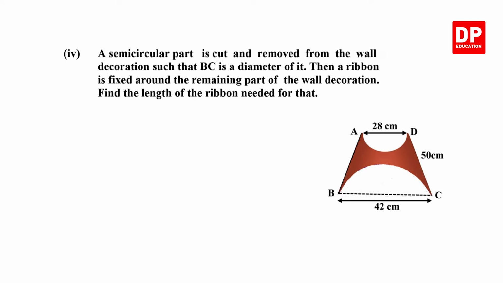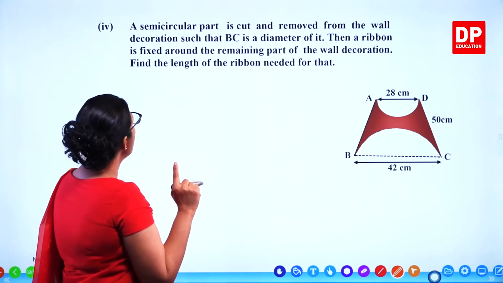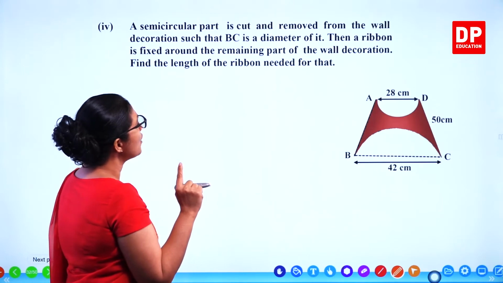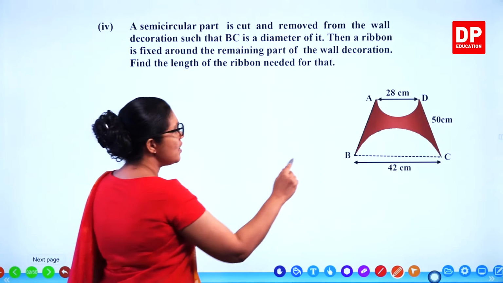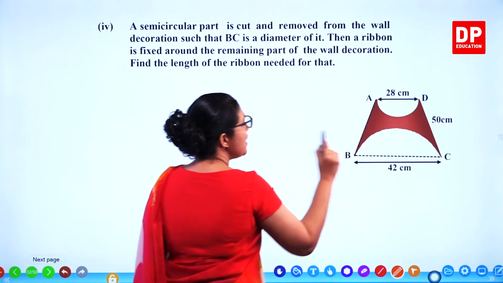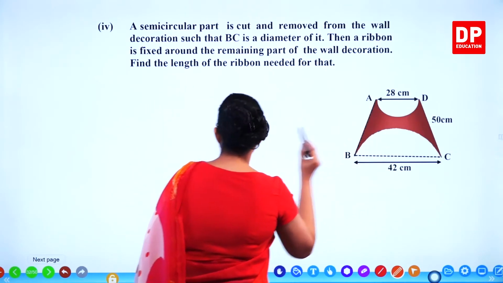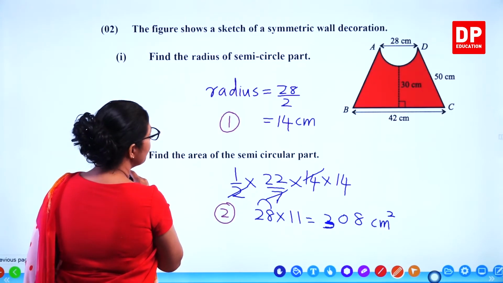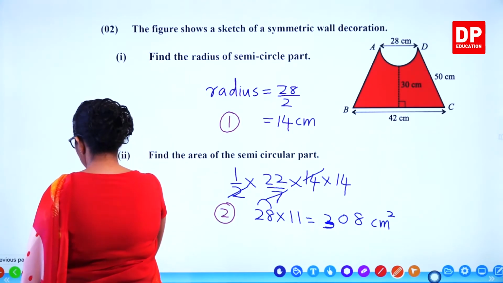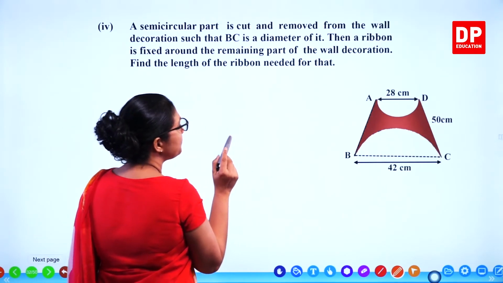A semicircular part is cut and removed from the wall decoration such that BC is the diameter. So this one. Then a ribbon is fixed around the remaining part of the wall decoration. Find the length of the ribbon needed for that. So we need to find out the perimeter. So we found out arc length. Did we find out the arc length before? No, just the area. So we have to find out arc length for both and then add it.